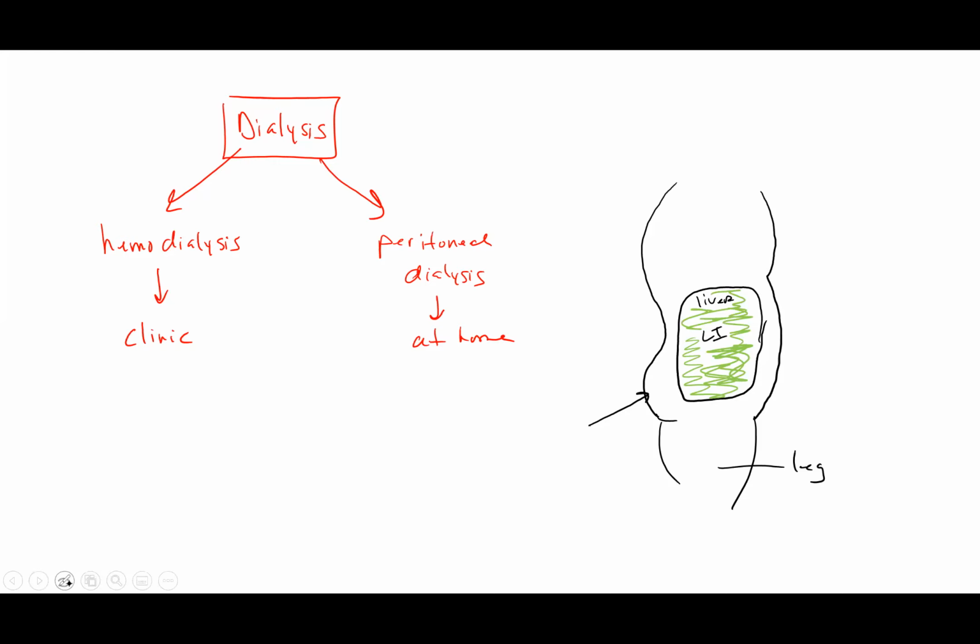Then there's a dialysis bag, and there's a catheter that is inside the person. So it's surgically put into the peritoneal area. And the bag is filled with water, electrolytes, and salts. So it's a dialysis solution called dialysate.